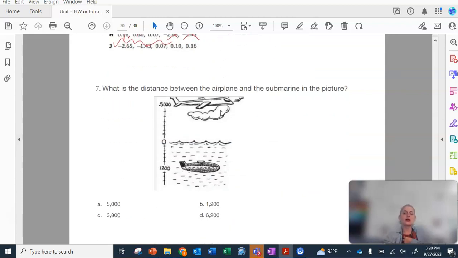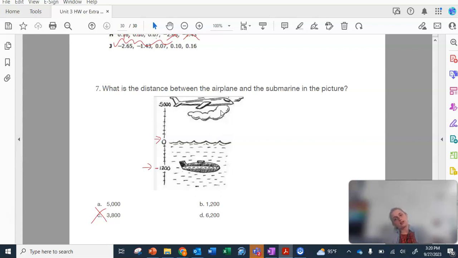What is the distance between the airplane and the submarine in the picture? Ooh, I bet a lot of people are going to get this wrong. I bet a lot of people are going to say 3,800 because they subtract 5,000 and 1,200. That's not the answer. Nope. This is underwater. This is the number 0. If it's under 0, what kind of number is it? Negative. So that's actually a negative 1,200. It's 1,200 feet underwater. This is 5,000 feet in the air.